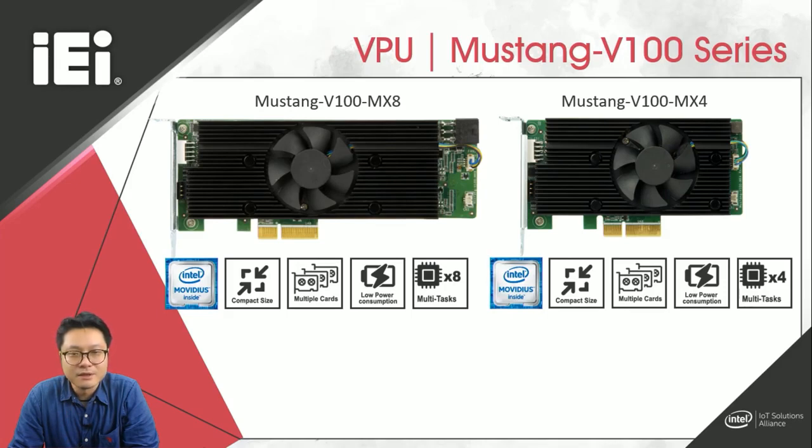These are VPU accelerators, the Mustang V100 MS8 and the MS4. V stands for VPU, and MS stands for Intel Movidius Myriad X VPU. So MS8 means there are 8 Myriad X VPUs in this PCIe card. The features include compact size, support for multiple cores, and extremely low power consumption. The MS8's power consumption is only 25 watts, and the MS4's is only 15 watts.